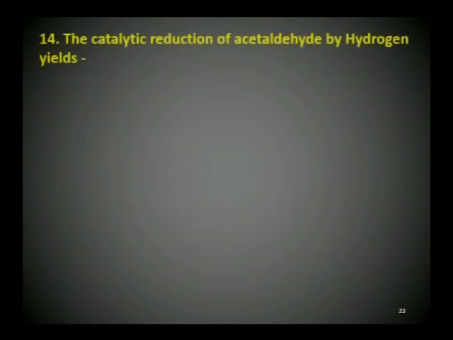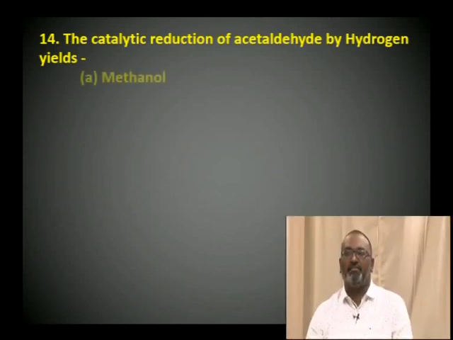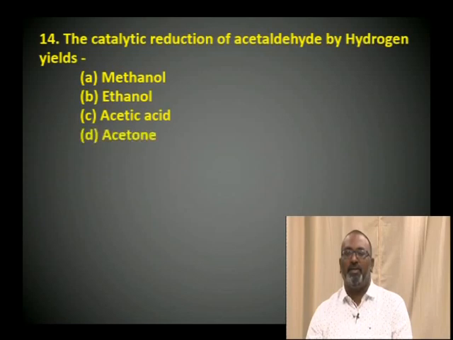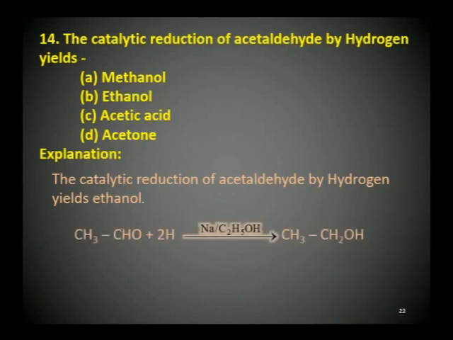Question number 14. The catalytic reduction of acetaldehyde by hydrogen yields methanol, ethanol, acetic acid, or acetone. These are the 4 options given here. The catalytic reduction of acetaldehyde by hydrogen yields ethanol. You can see here, when acetaldehyde is reduced in the presence of sodium and ethyl alcohol, we produce ethanol. So the answer is B.